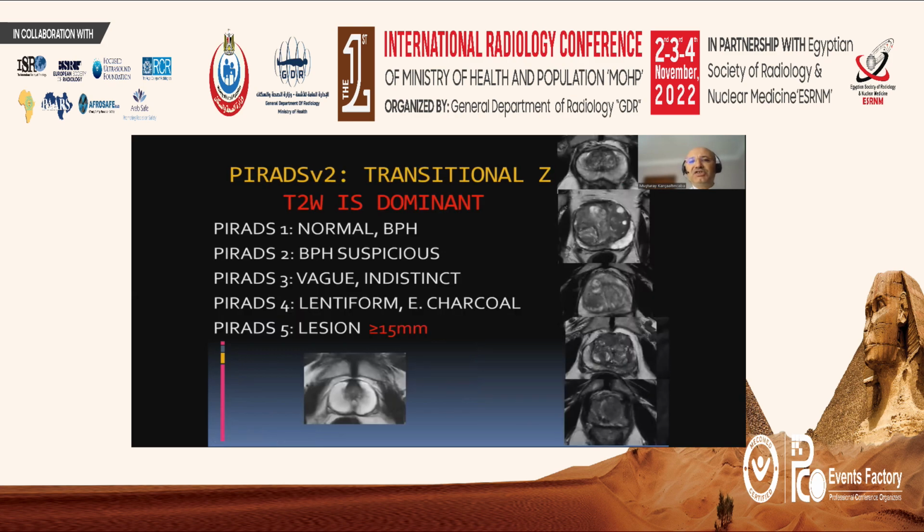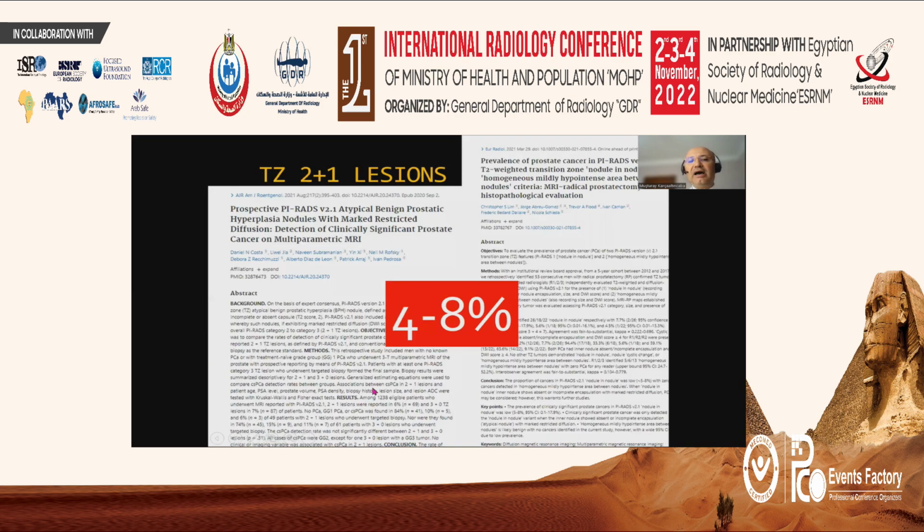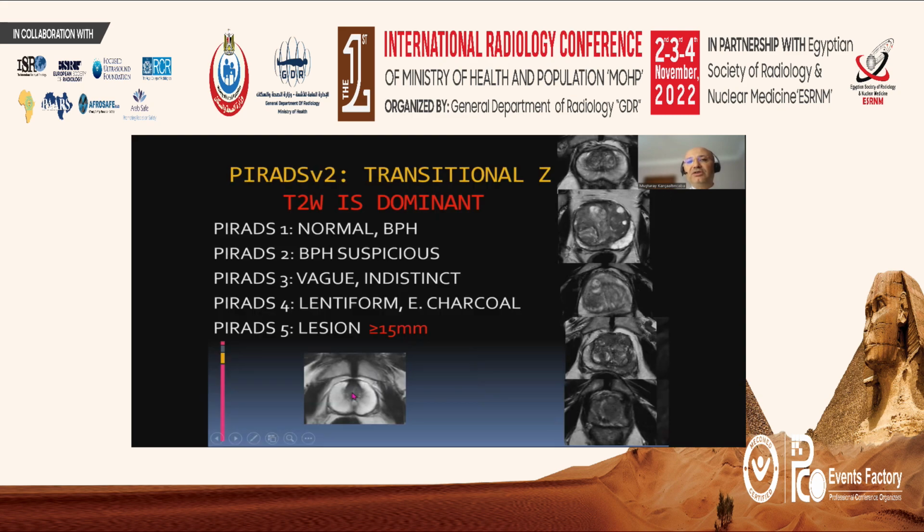How about the transitional zone? It's more difficult. If you see a normal transitional zone or a typical BPH nodule, you call it a PI-RADS 1. If you see a suspicious nodule, you call it PI-RADS 2. Again, PI-RADS 3, you're not sure if it's a PI-RADS 2 or 4, call it PI-RADS 3. And PI-RADS 4 is a lenticular lesion, like you can see it here. And PI-RADS 5, you can see a big lesion in the left transitional zone here. To see a normal transitional zone is very difficult, only you can see it in young patients.